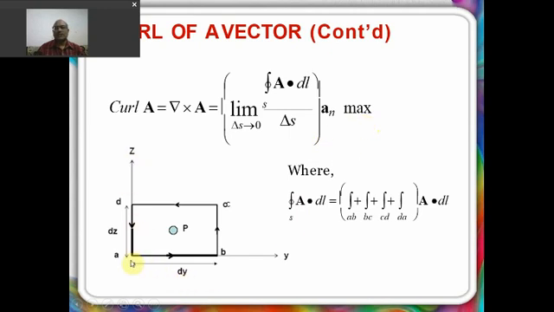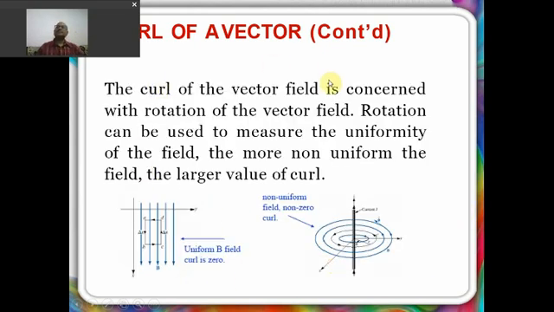So if you see this example over here, it is a rotational loop, you can say a rectangular loop. So A to B to this point, and then D, again it's rotating. So the integral of A dot dl is the integral over AB, BC, CD plus the integral over DA of A dot dl. So the complete rotational part we have to consider. Now curl of the vector field is concerned with rotation of the vector field. The rotation can be used to measure the uniformity of the field, and the more non-uniform, the larger the value of the curl, right?